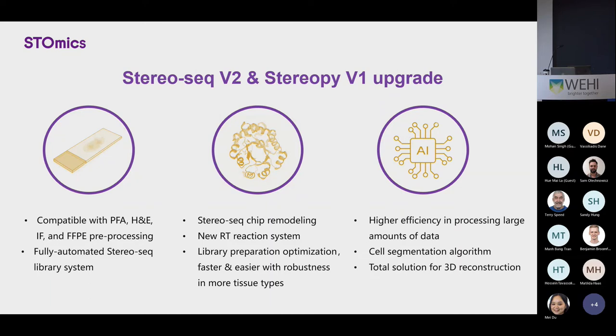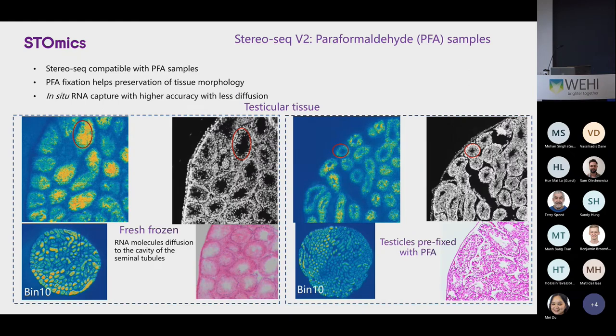Most of our work in improving this technology is focused on biochemistry improvements, and also improvements on the algorithm side in order to accomplish the ends that I just described in the previous slide. Next. So going into more detail about some of our ongoing R&D and improvements for Stereo-seq V2 and Stereopy V1.